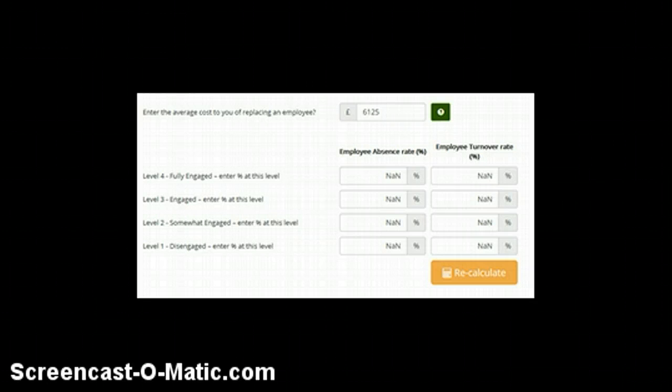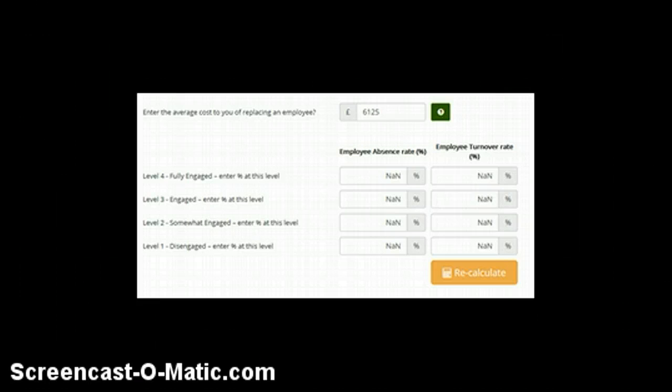Right, so now we can't get rid of those people in level 1. But what we can do is have a look at how we keep them, and that's what we'll do over the next few minutes. So what we're going to look at here is the employee absence rate and the employee turnover rate.